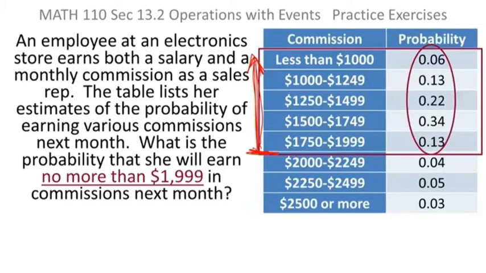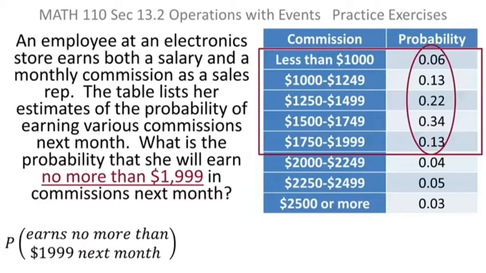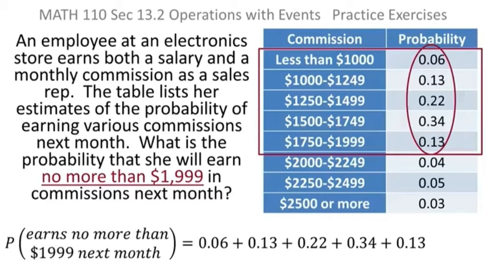So all you're really interested in are the probabilities that are circled. So the probability that she earns no more than $1,999 next month is just the sum of those 5 numbers, which comes out to be 0.58.